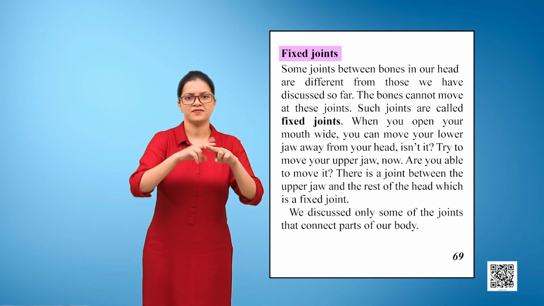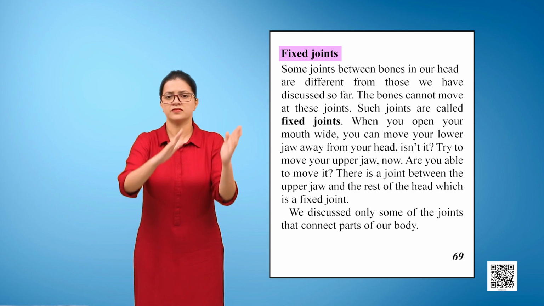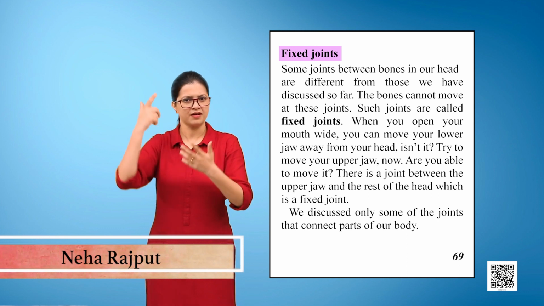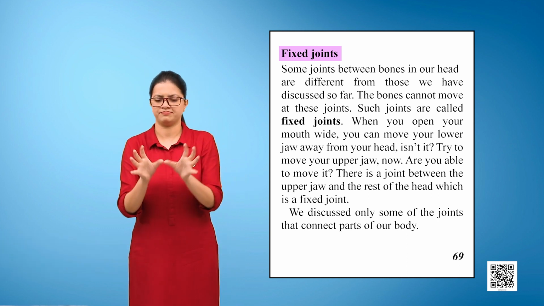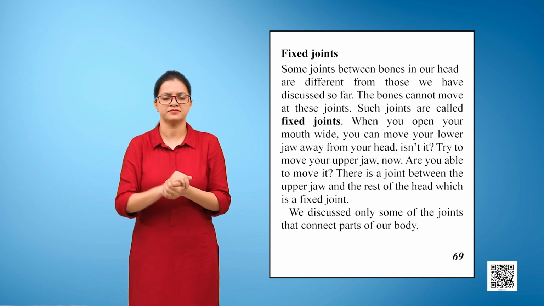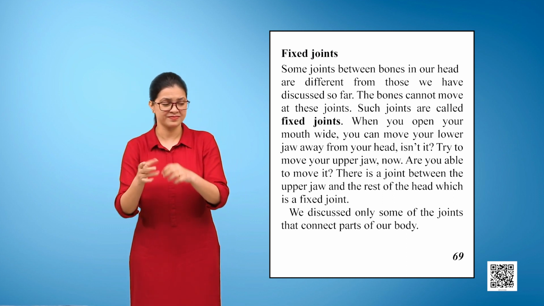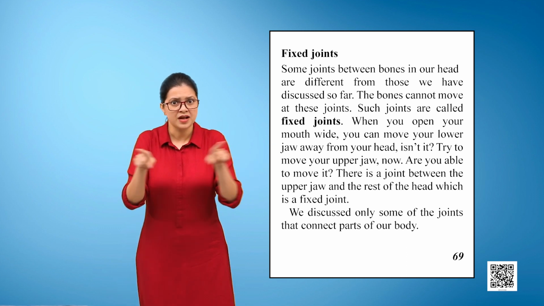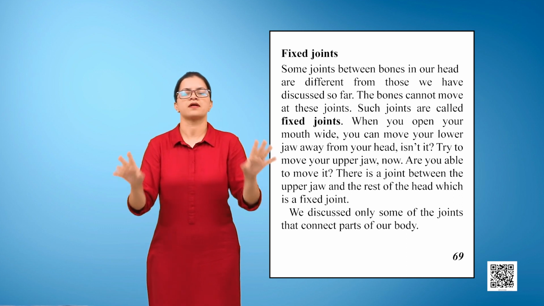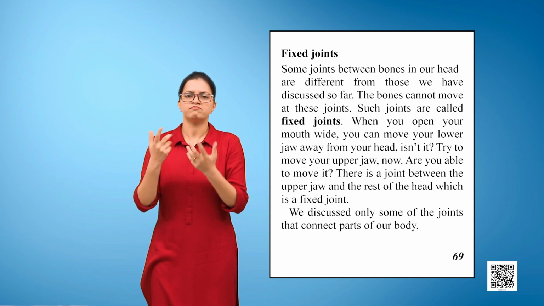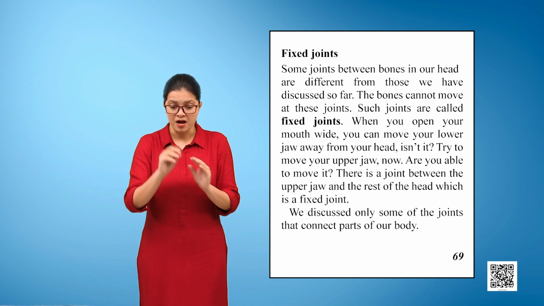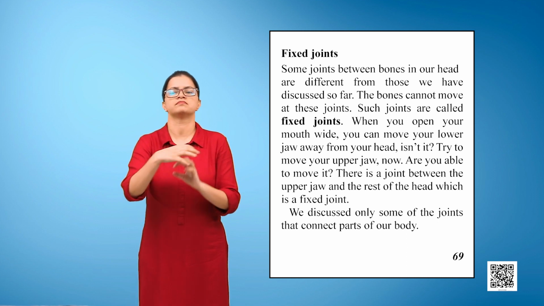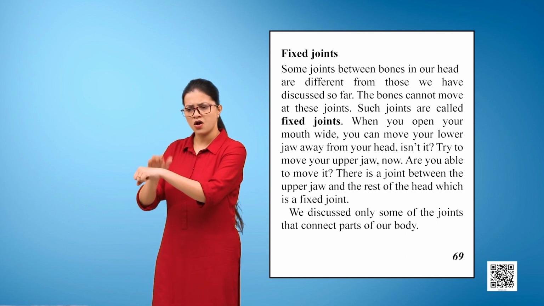Fixed joints. Some joints between bones in our head are different from those we have discussed so far. The bones cannot move at these joints. Such joints are called fixed joints.